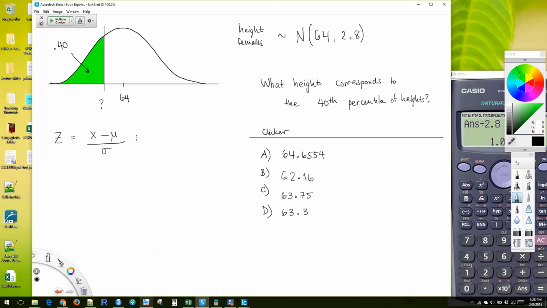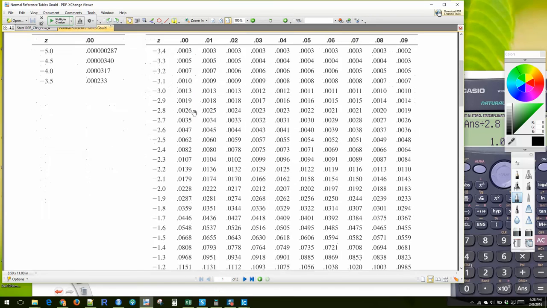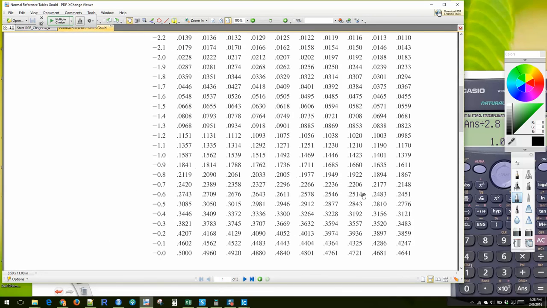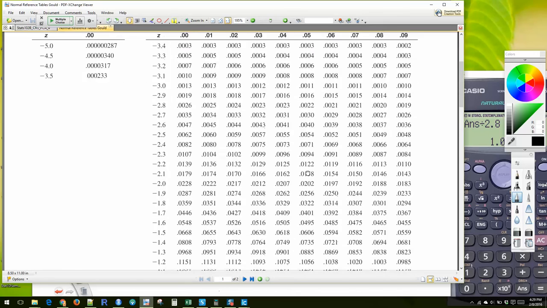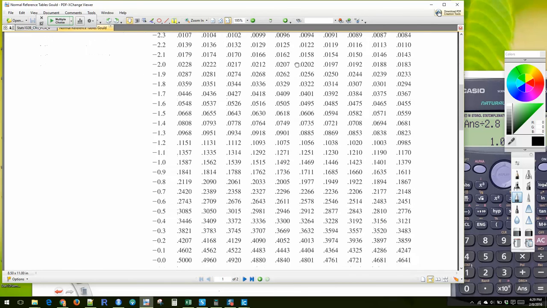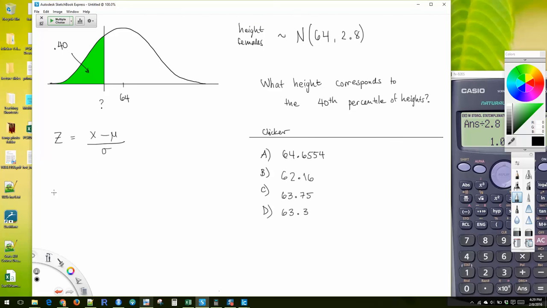So we're looking up the area that corresponds to the 40th percentile, looking through all of these numbers. The value I can find that's closest to the 40th percentile is 0.4013. The other number that's close is 0.3974, but between these two numbers, 0.4013 is closer. That corresponds to a z-score of negative 0.2, and it's in the column 05. So it corresponds to a z-score of negative 0.25. So the z, indeed, is equal to negative 0.25.